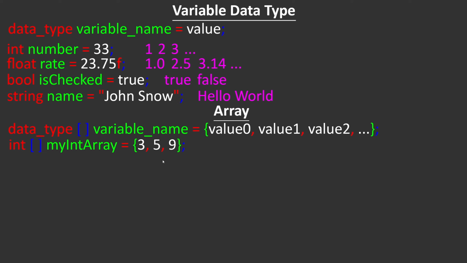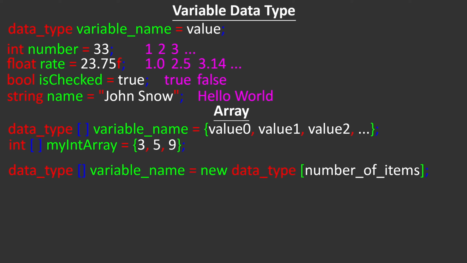Here we declare an array whose name is myIntArray and the type of the array is int, and the array contains three values which are 3, 5, 9, and their type is integer, which is the type of the array. You can also declare an empty array and add the values later.